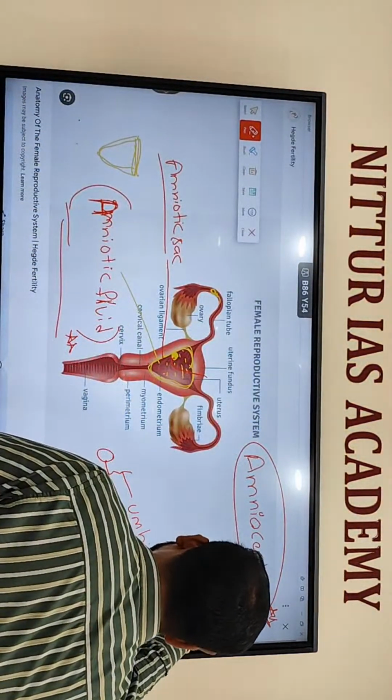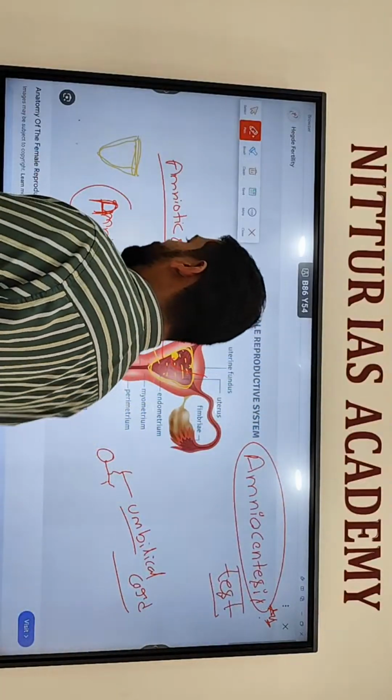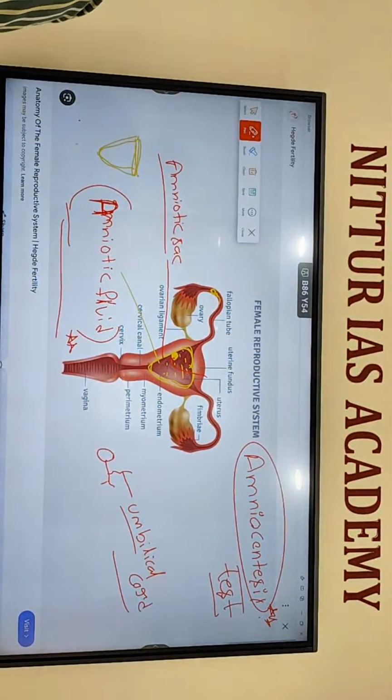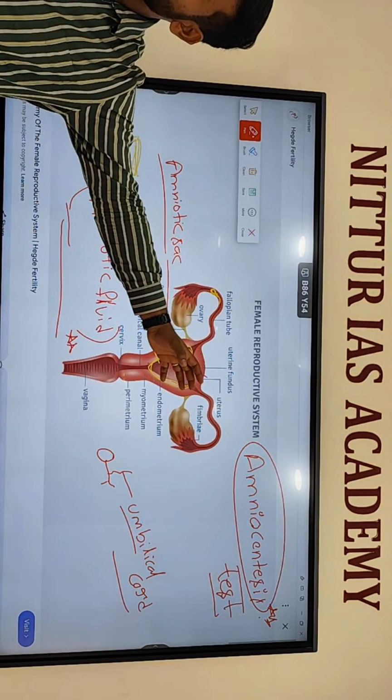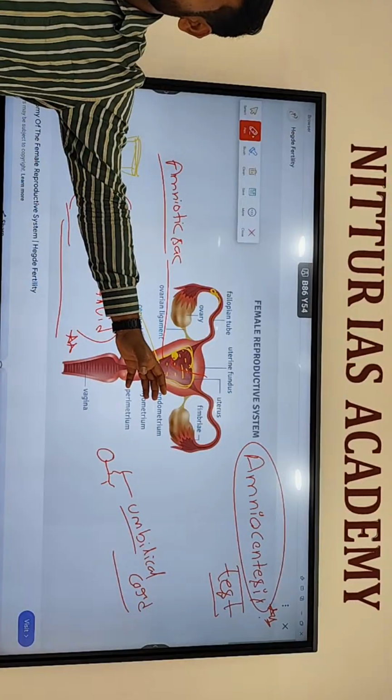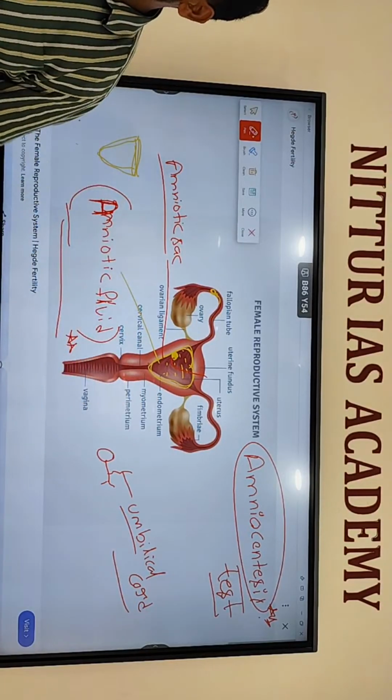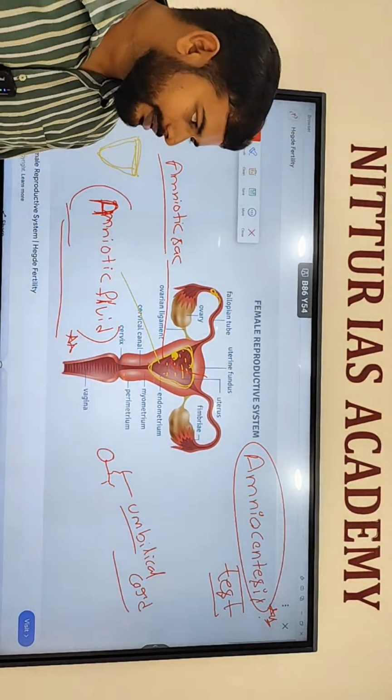With this test, the gender of the baby can also be revealed, but that is not the main agenda. The main agenda of this test is to detect genetic disorder, genetic disease.